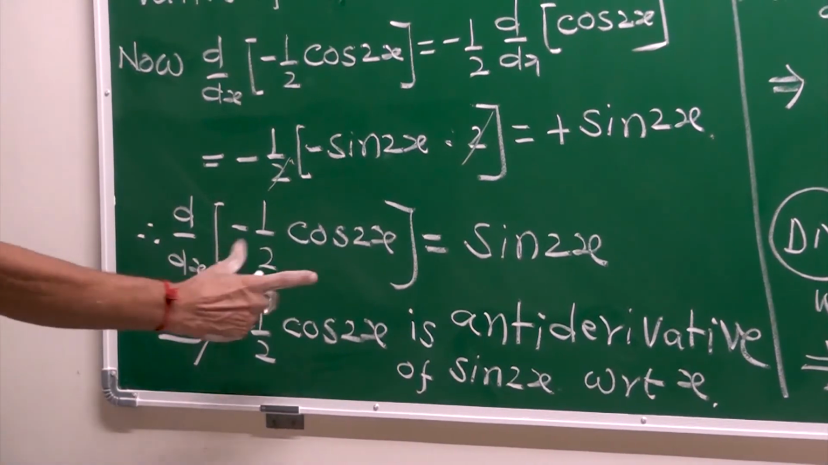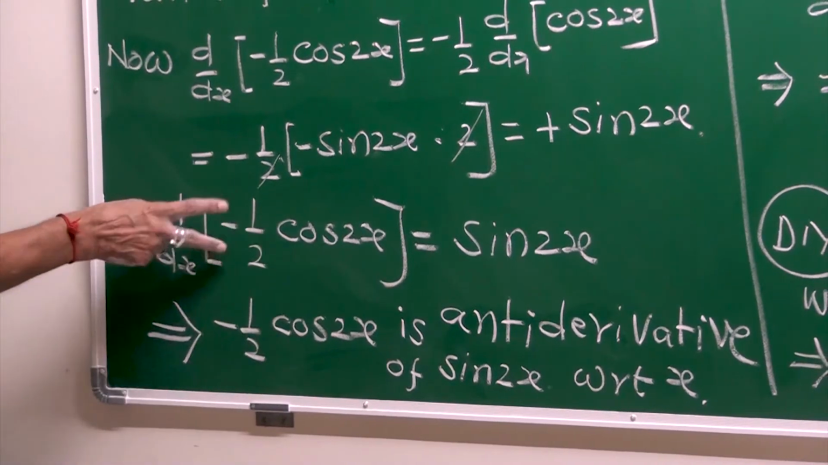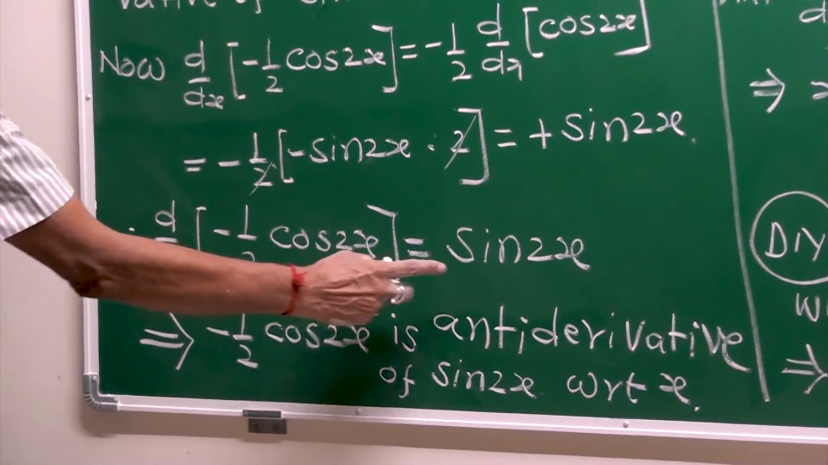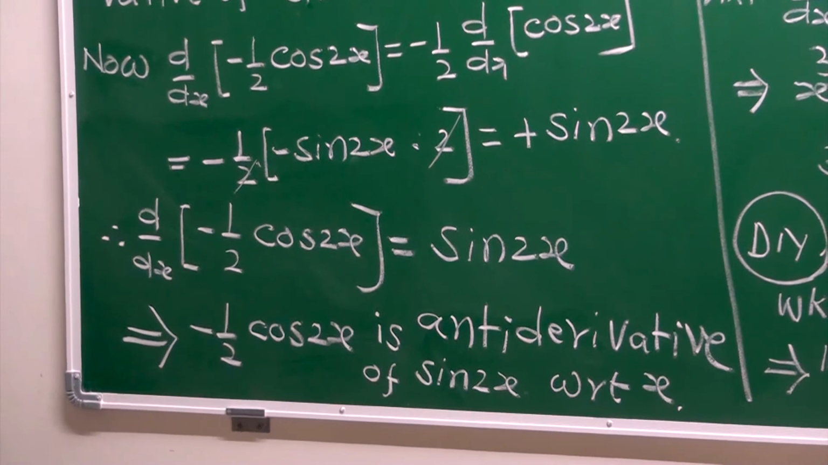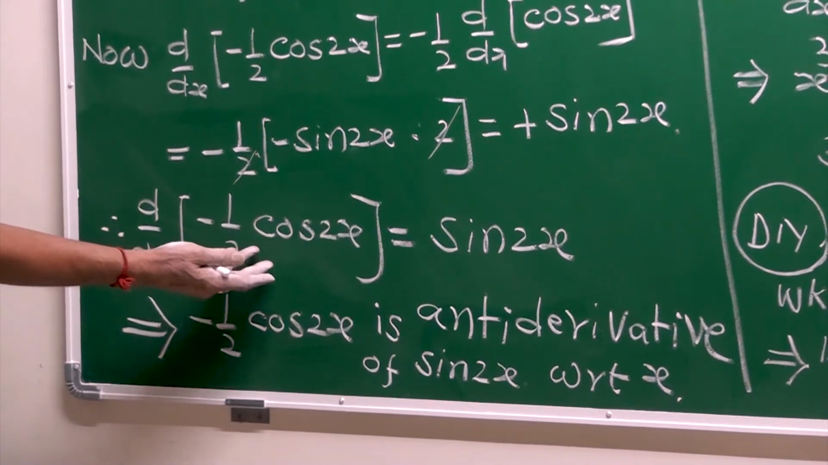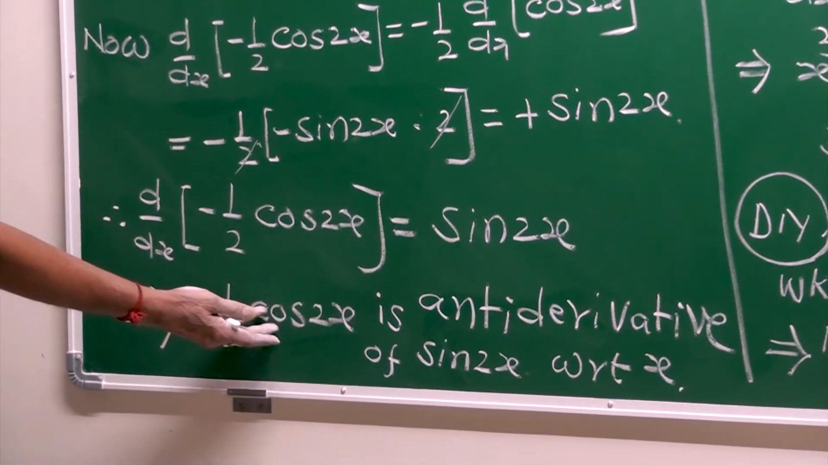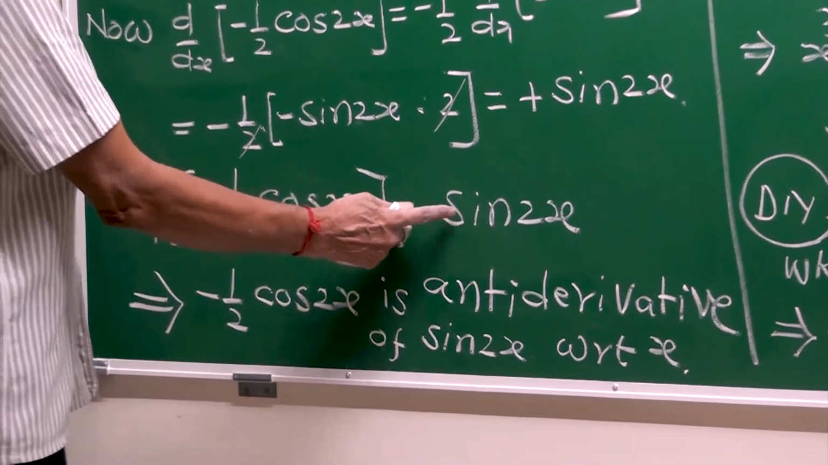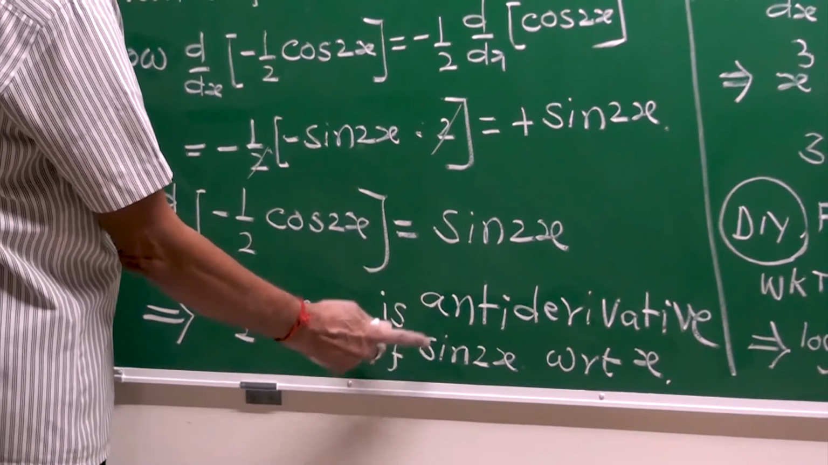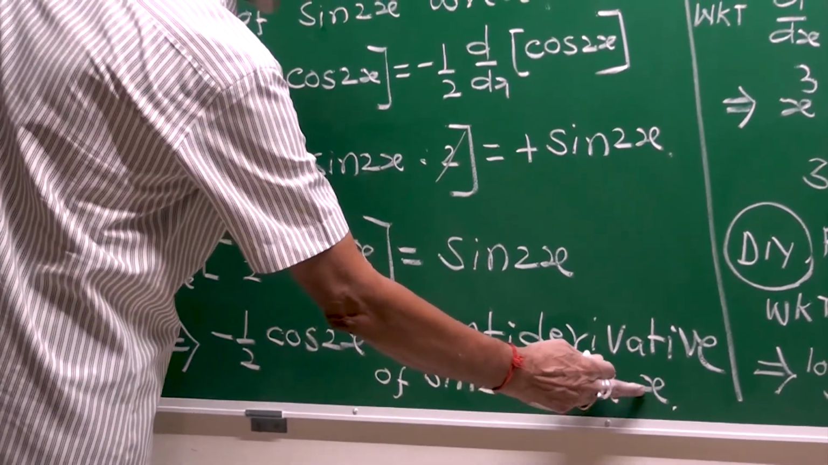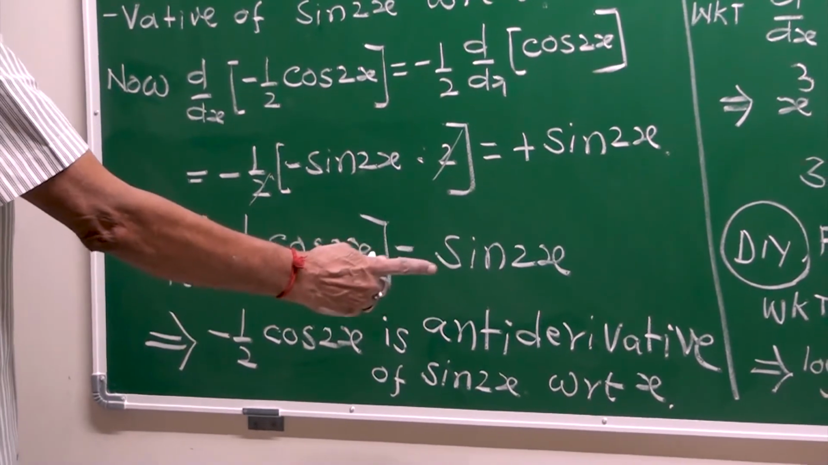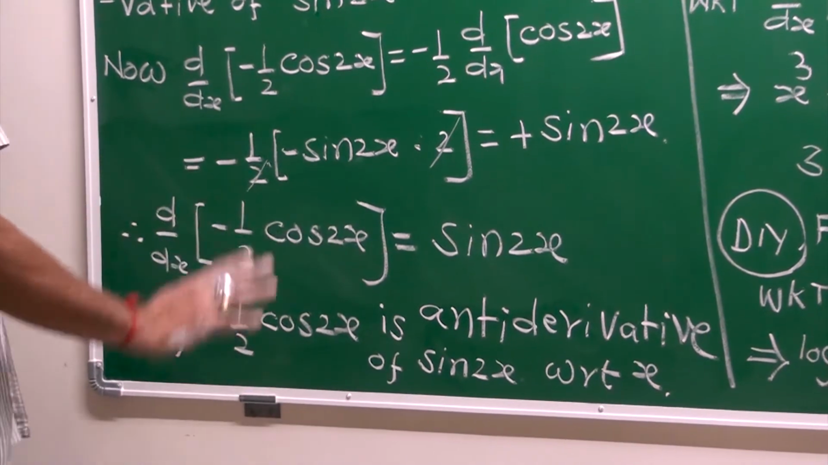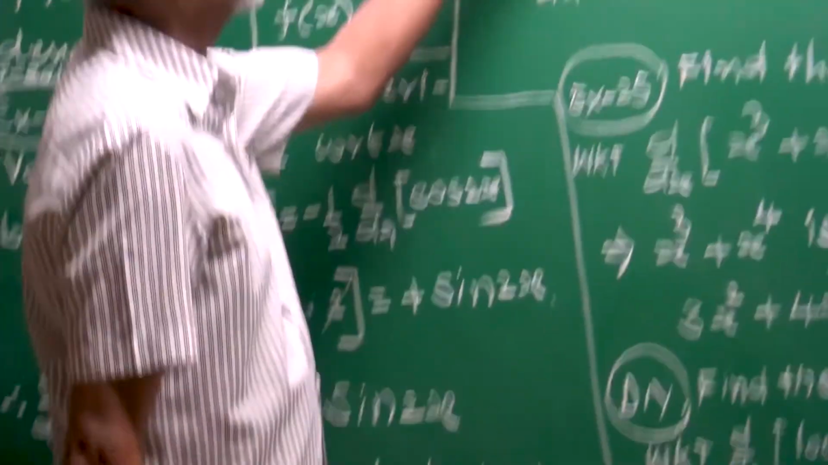Therefore, the integral of gx is this: minus half into cos 2x equals fx. What is fx? Sine 2x. Then this bracket, minus half into cos 2x, is called the antiderivative of the RHS with respect to x. This is the solution. Otherwise, my friends, you can write it like this also.